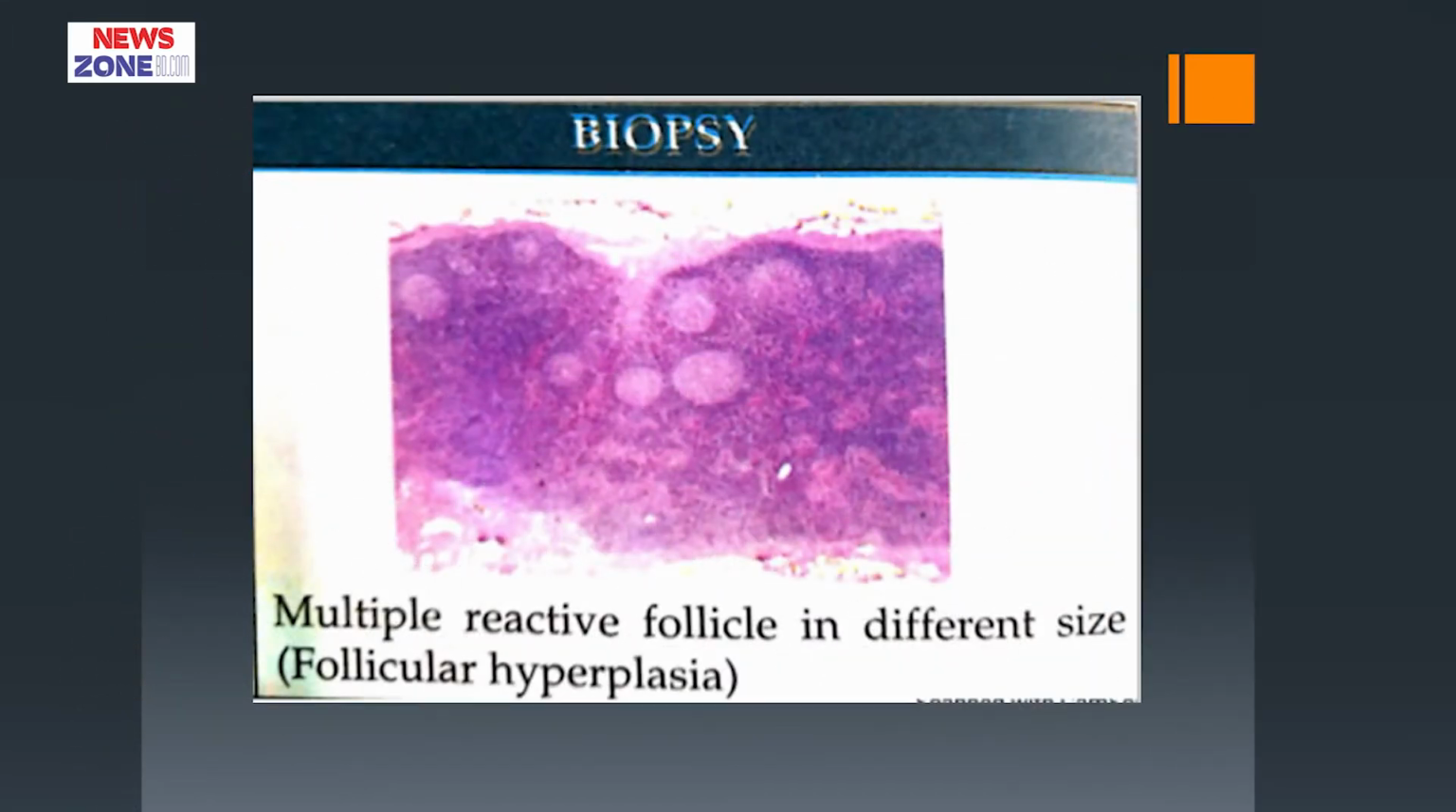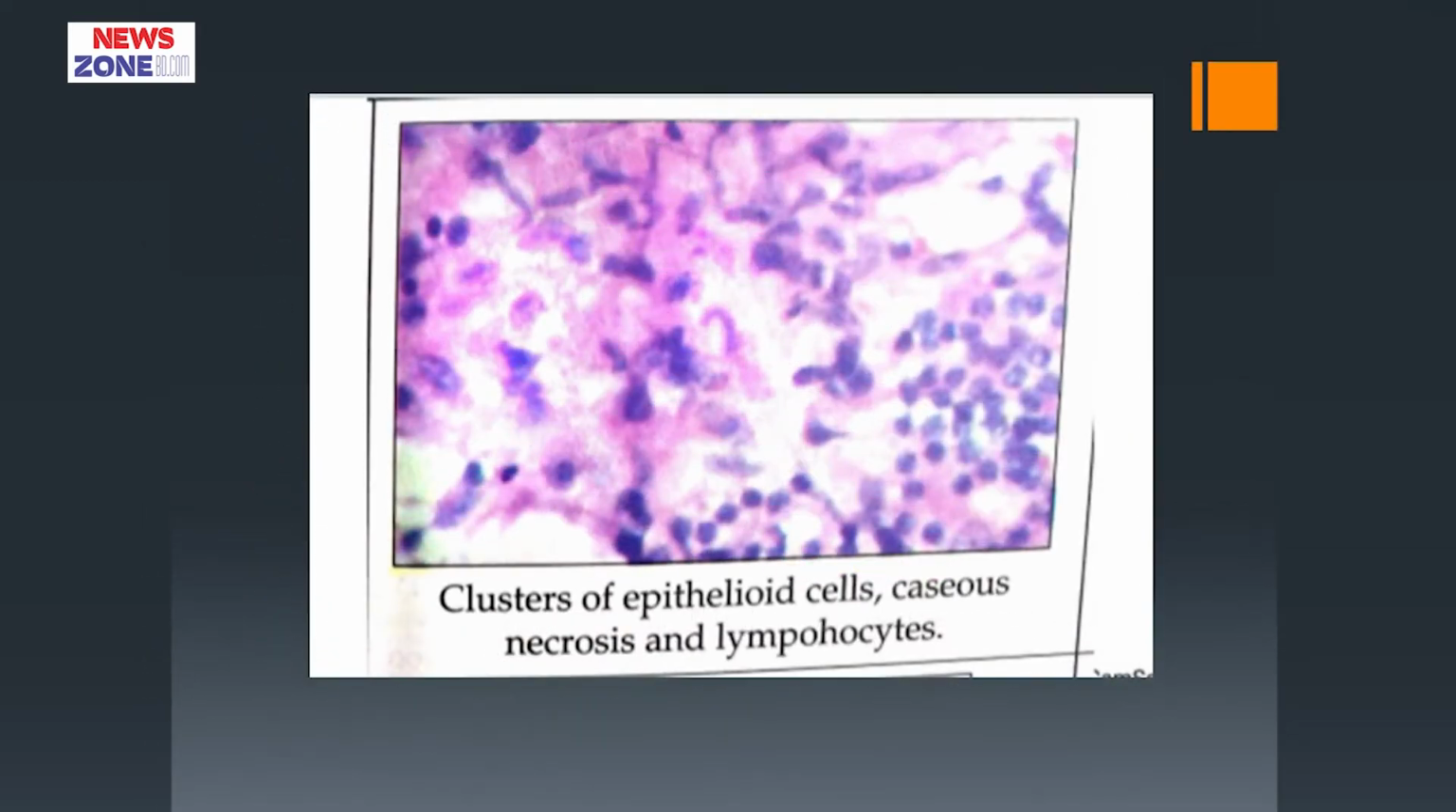Now you see a lymph node picture showing multiple reactive follicles of different sizes. This is follicular hyperplasia, because the follicles are variable in size and shape, and within the node they maintain the cortex and medulla. Then this slide shows epithelioid cells, a granulomatous inflammation.